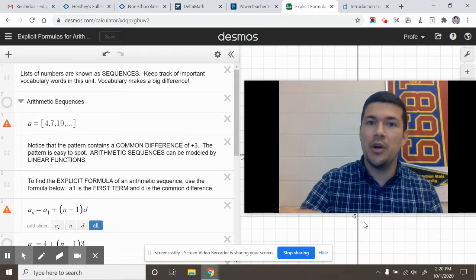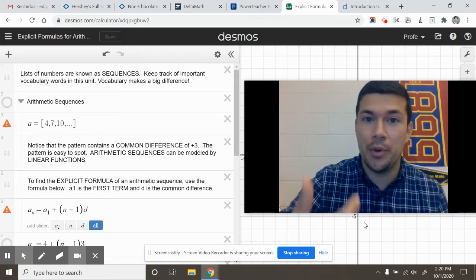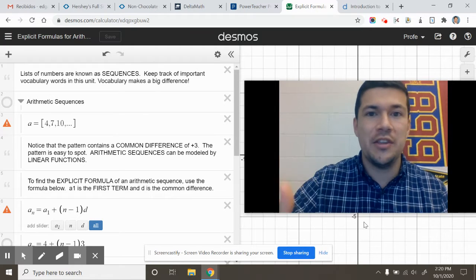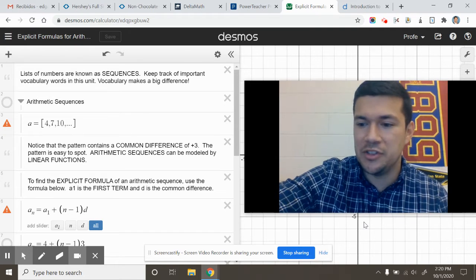If it's an important vocabulary word, I put it in all caps in your Desmos file, and you should put it down in your notebook. You should say this phrase. You should try to use it in context, and it will increase your knowledge of the subject matter.